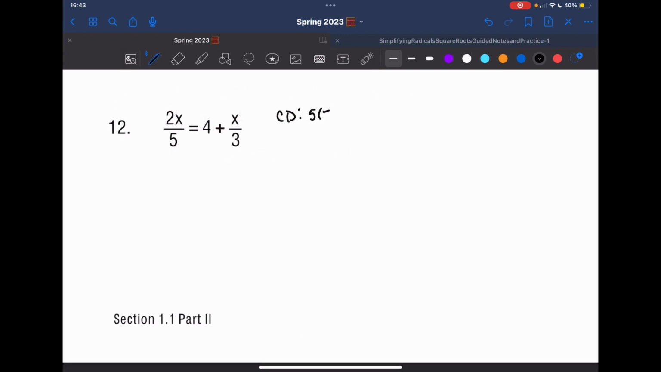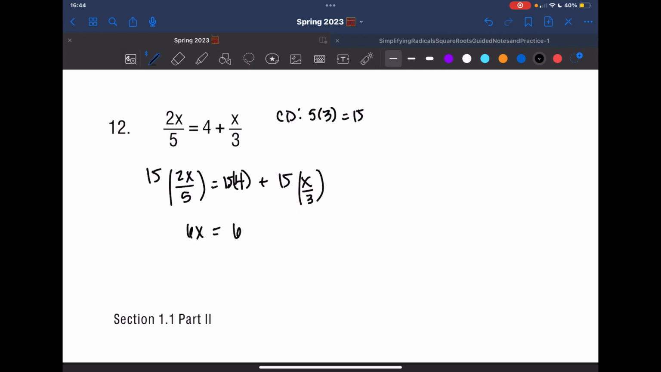Going to be 5 times 3, which is 15. So it's 15 times 2x over 5 equals 15 times 4 plus 15 times x over 3. So you're going to get 6x equals 60 plus 5x. Minus 5x, minus 5x. So then it's going to be x equals 60 for number 12.